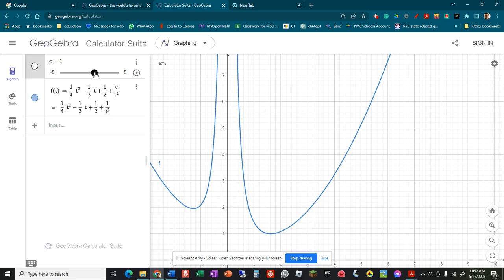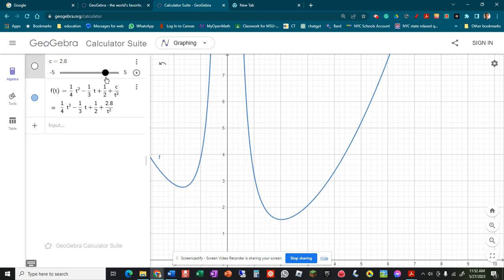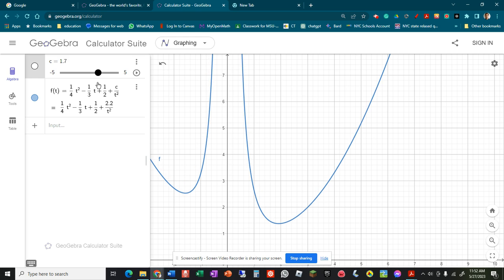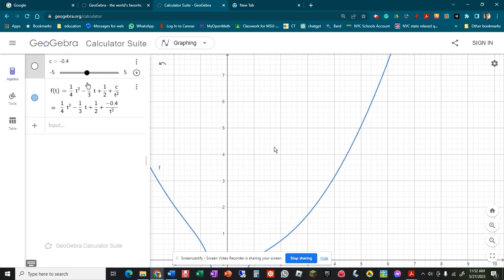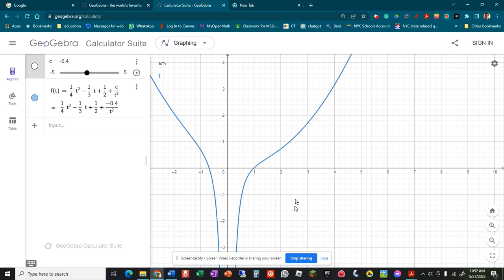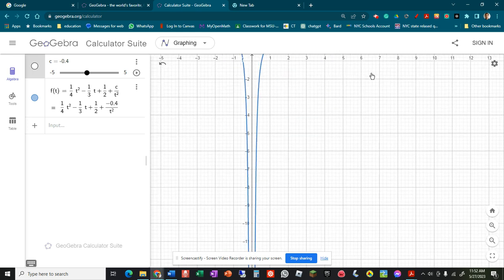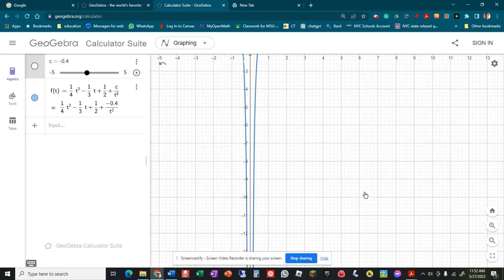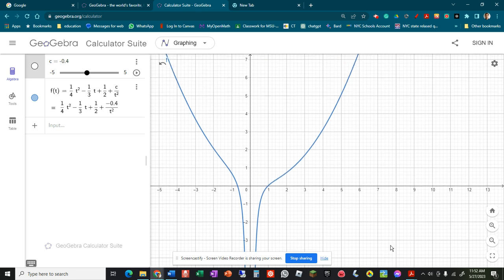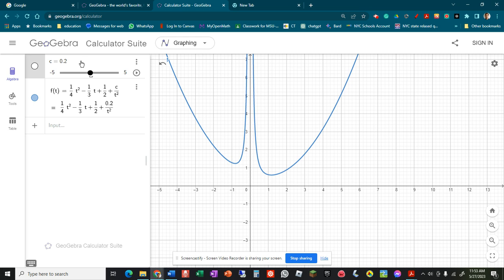But let's actually move around, right? Wow, what happens when c is negative? Okay, so the behavior completely changed, right? The behavior completely changed. So when c is 0, if I choose c to be 0, right?